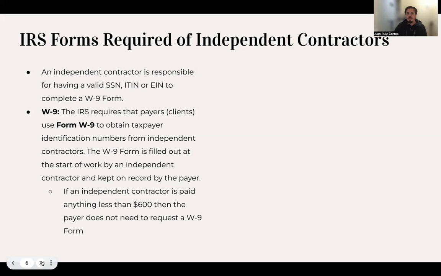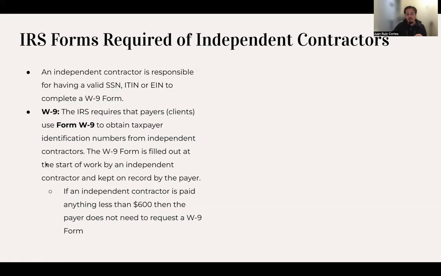The W-9 form is only meant for your client to show the IRS, I engaged in a contract with this company and I paid them more than $600. And then you are responsible to pay the IRS for that income and file your taxes independently. Nowhere in this transaction is there a requirement for you to show that you have work authorization. The W-9 form is filled out at the beginning of the project.